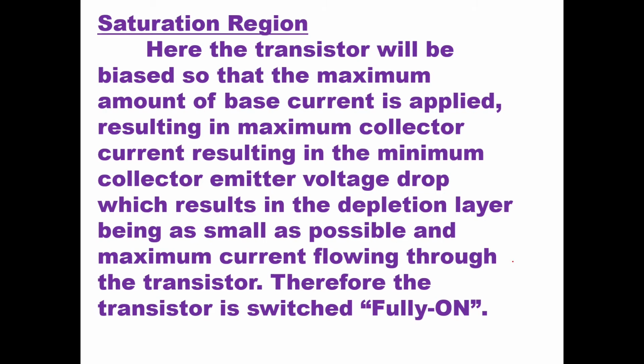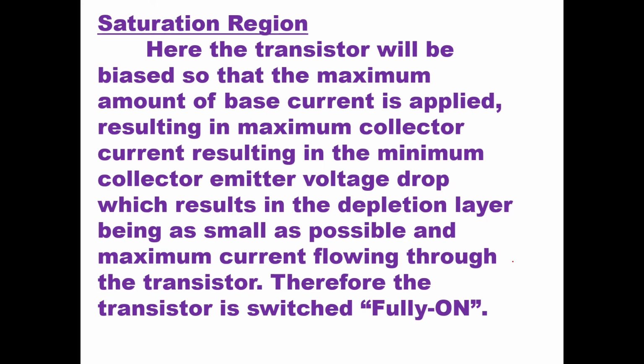Here the transistor will be biased so that the maximum amount of base current is applied, resulting in maximum collector current, resulting in the minimum collector emitter voltage drop, which results in the depletion layer being as small as possible and maximum current flowing through the transistor. Therefore, the transistor is switched fully on. Okay. So this is the condition when it is in the saturation region of the graph.